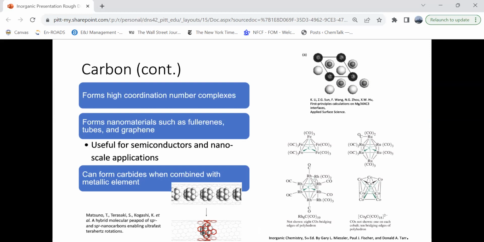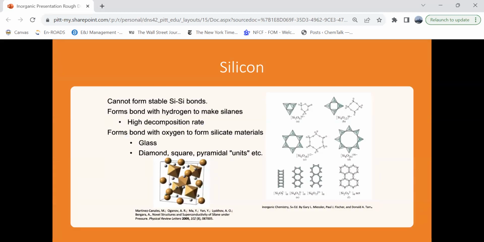All right, so next up, we're going to talk about silicon. So silicon has many similar properties to carbon in its electron affinity, ionization energy, and it also has likely bonding partners that include hydrogen and oxygen. However, though, it is generally less stable.